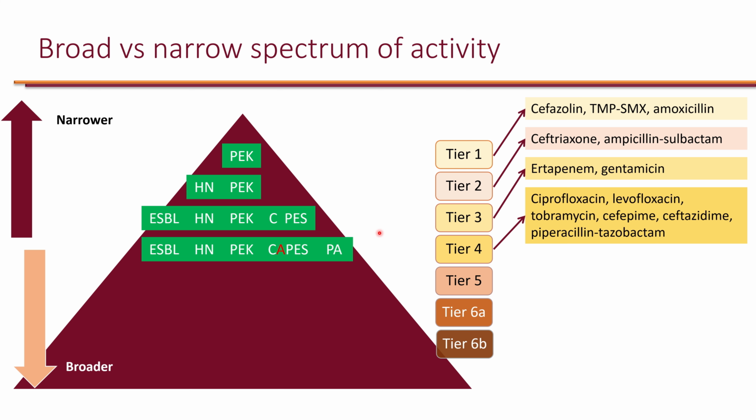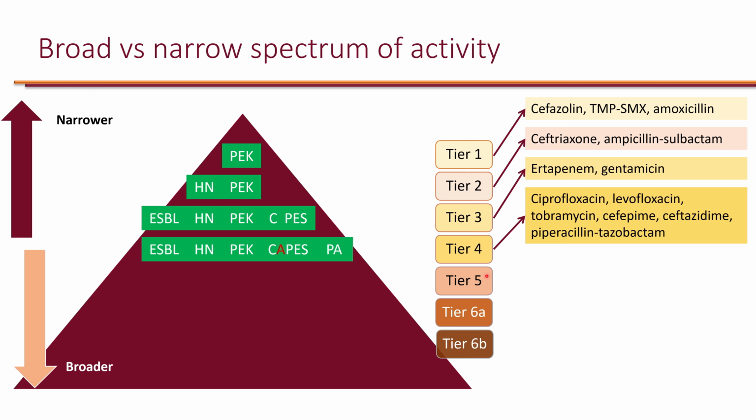So this is literally the beginning of broad spectrum, and these are drugs that are pretty much active against wild type Pseudomonas aeruginosa. So ciprofloxacin, levofloxacin, tobramycin, cefepime, ceftazidime, and piperacillin tazobactam are the most common ones. And I say wild type because, again, Pseudomonas can develop resistance to these agents, but wild type essentially is where these agents will have intrinsic activity against Pseudomonas.